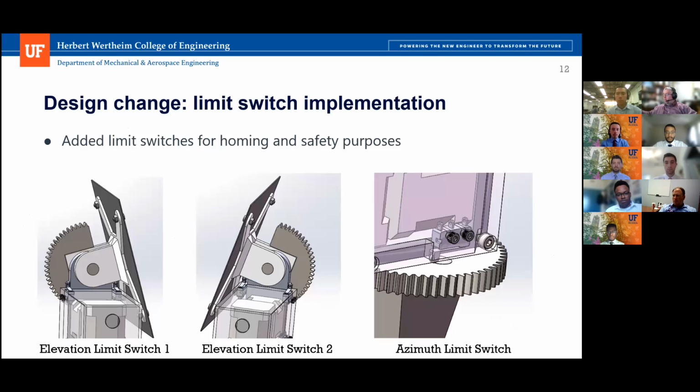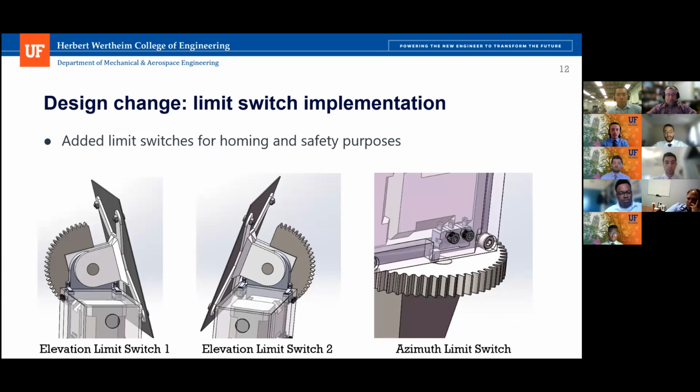3 limit switches were implemented into the Heliostat for purposes of zeroing and safety. 2 were installed in the elevation axis and 1 in the azimuth axis. There are 2 elevation axis switches to stop the movement of the mirror in both directions. If something were to go wrong with the controller and it were to go in one direction or the other, there's a limit switch there to stop it so that nothing gets damaged.